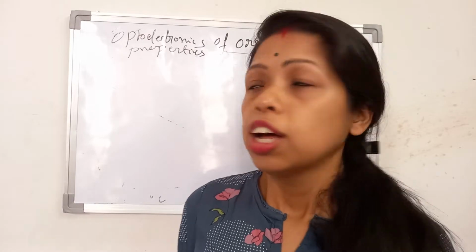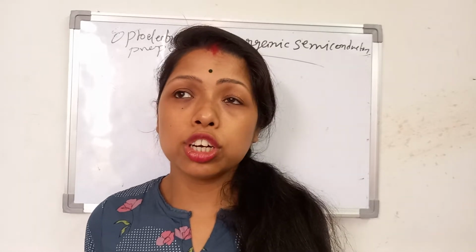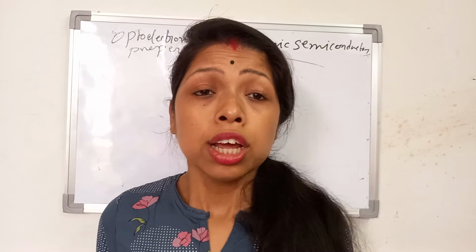Hello friends, last class I discussed the chemistry of the organic semiconductor, what an organic semiconductor is, and what the band diagram of the organic semiconductor looks like. Now here I will discuss the optoelectronic properties of the organic semiconductor. Organic semiconductors have electrical properties and mechanical properties, but they also have strong optoelectrical properties.